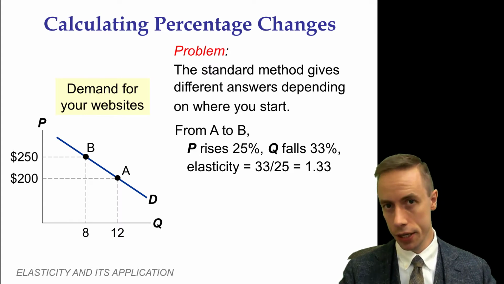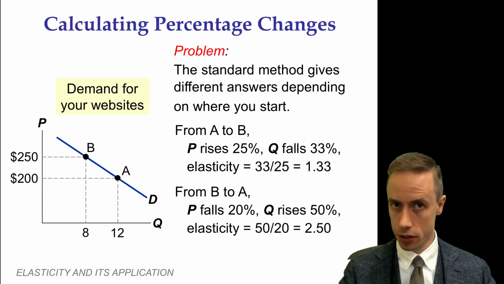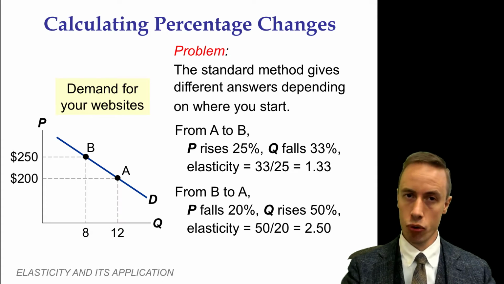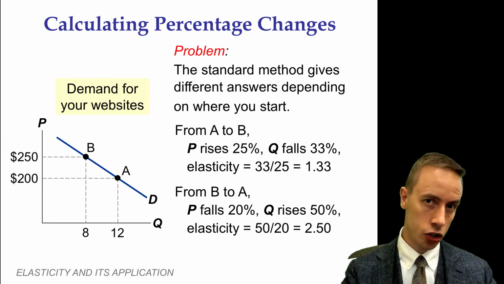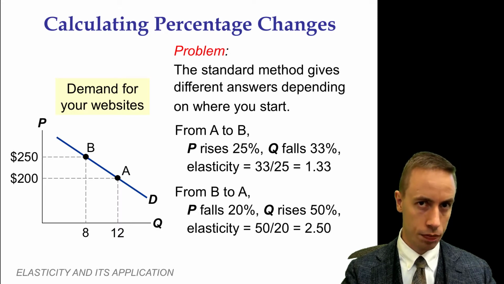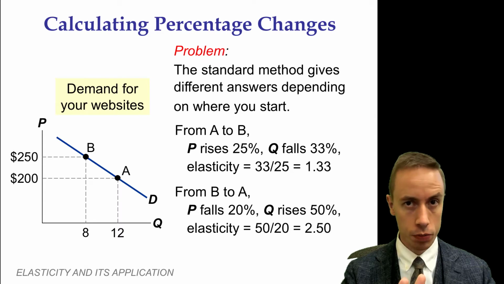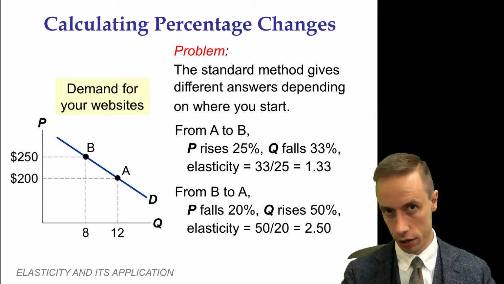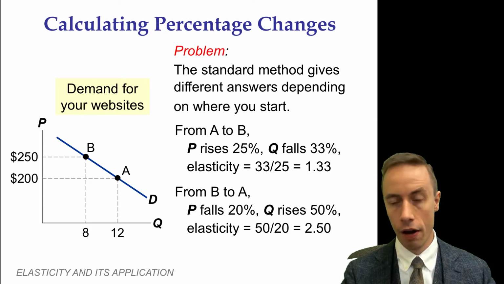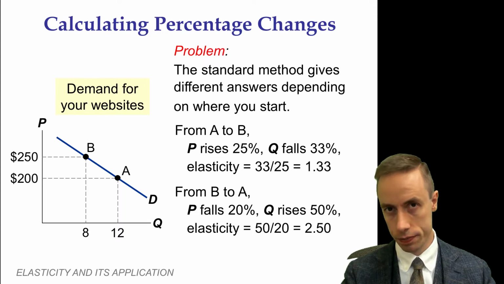Economist B chooses B as the start point. So let's look at the price. It's still a $50 change, but economist B divides by 250 as the start value. That's a 20% change. Economist B, looking at the quantity, goes from 8 to 12. That's still a 4-unit change, but they choose 8 as their start value. So that would be a 50% increase.